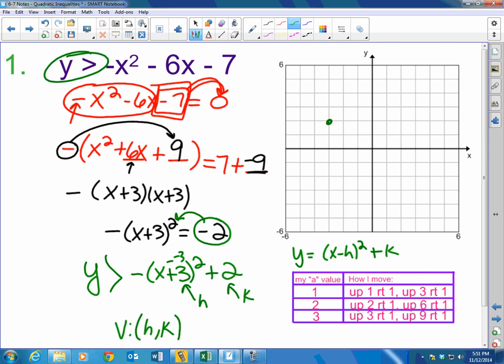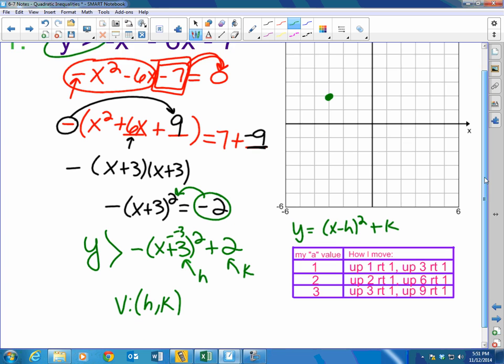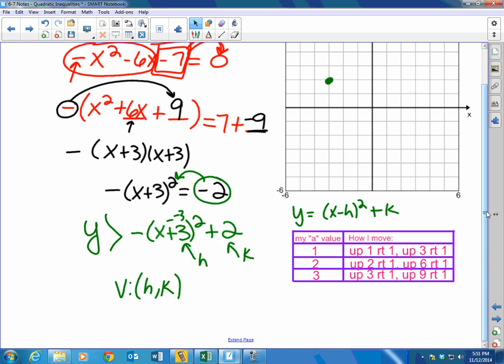So my vertex is at negative 2. The a value, or the number out in front, which is this one right here, in this case my a is negative 1. That tells me two things. First of all, because it's a negative, I know that it opens down. And also, if my a value is 1, it gives me a hint as to how that parabola is going to be shaped, and I'm going to follow that top row of my little chart there.